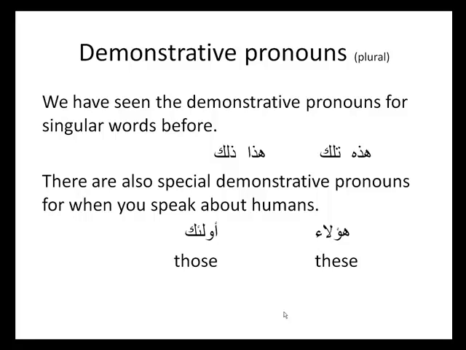But when we have a group of humans, when we want to talk about a group of nurses, a group of engineers, a group of children, for example, we have two other pronouns to use. For these, we say هؤلاء, and for those, we say أولئك. These, هؤلاء, those, أولئك. We're going to see examples of that on the next page.